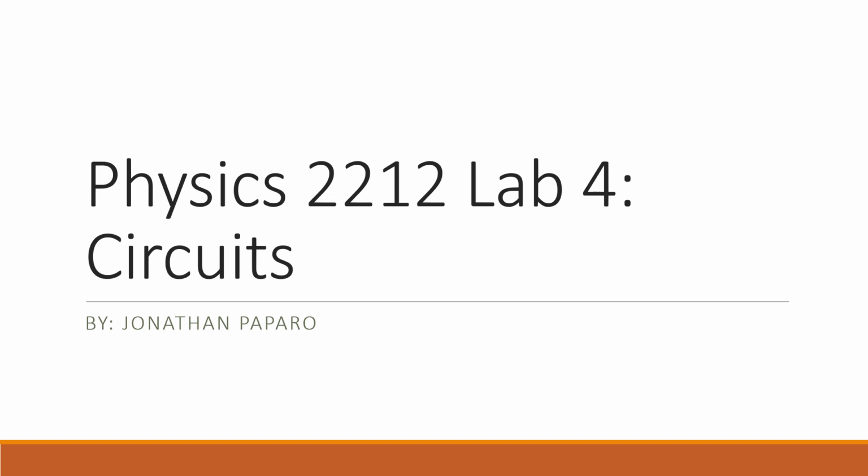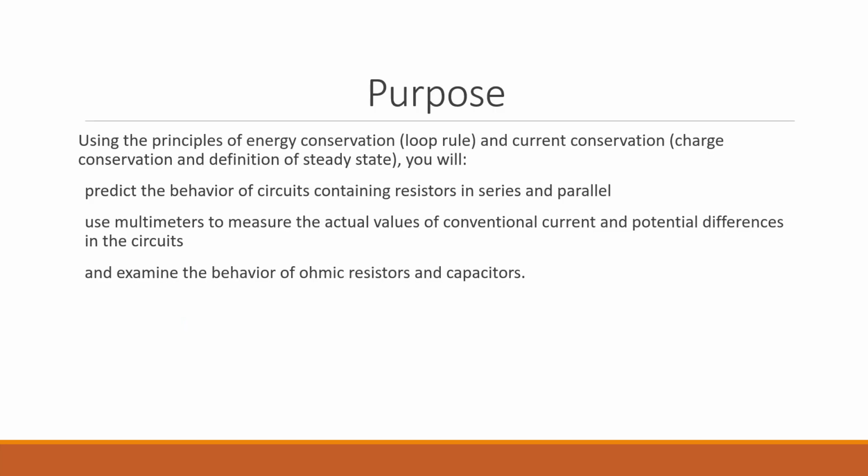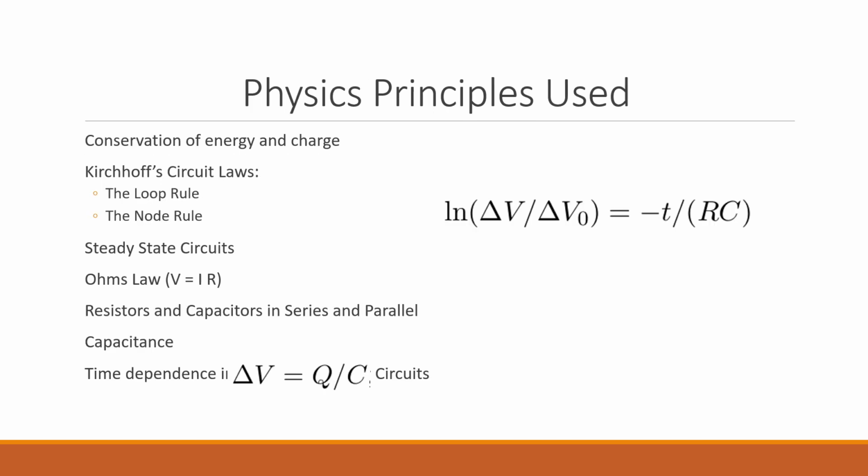Alright, this is the Physics 2212 Lab 4 on circuits, and my name is Jonathan Paparo. The purpose of this lab is to use the principles of energy conservation, loop rule, current conservation, charge conservation, and the definition of steady state. In this lab, you will predict the behavior of circuits containing resistors in series and parallel, use multimeters to measure the actual values of conventional current and potential differences in the circuits, and examine the behavior of ohmic resistors and capacitors. The physics principles that are used are the conservation of energy and charge and Kirchhoff's circuit laws.